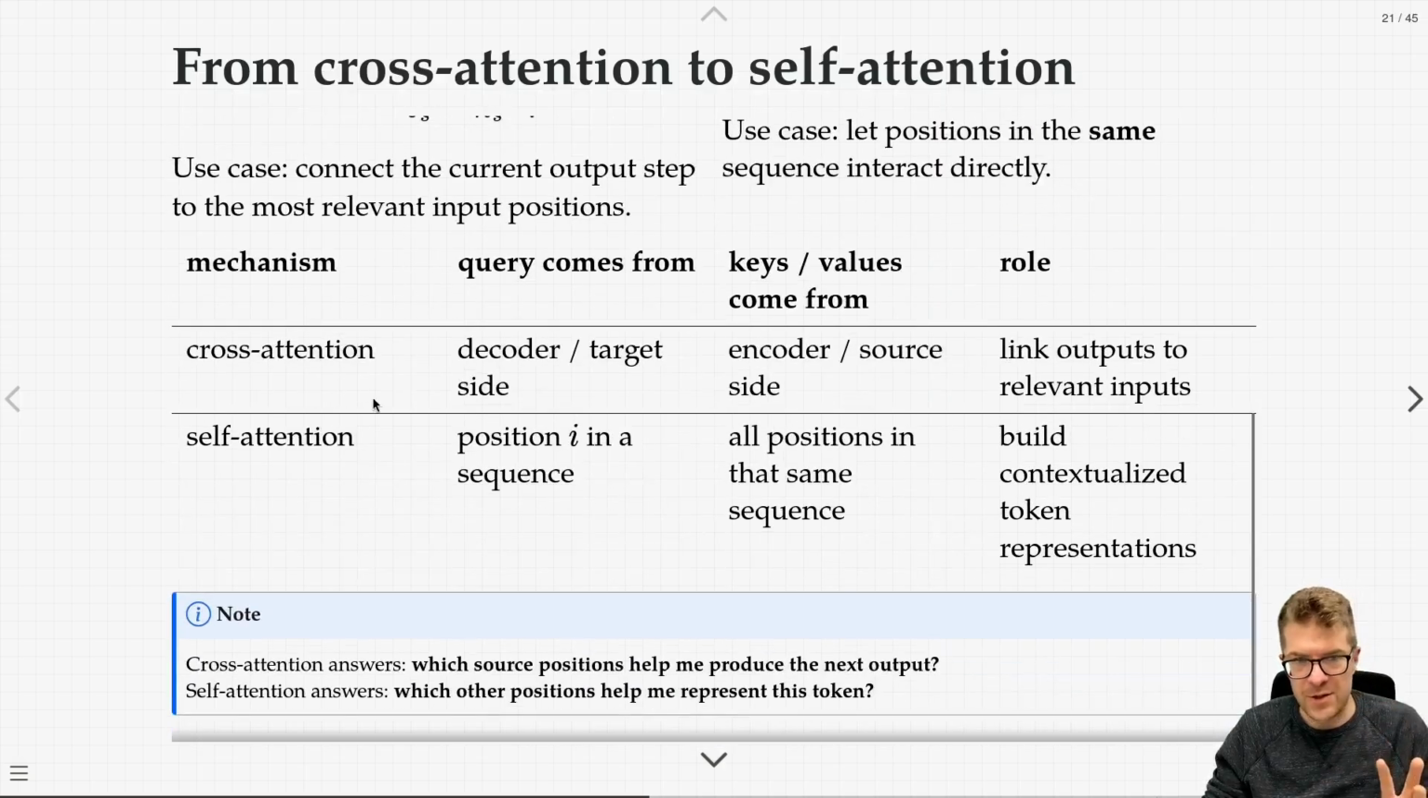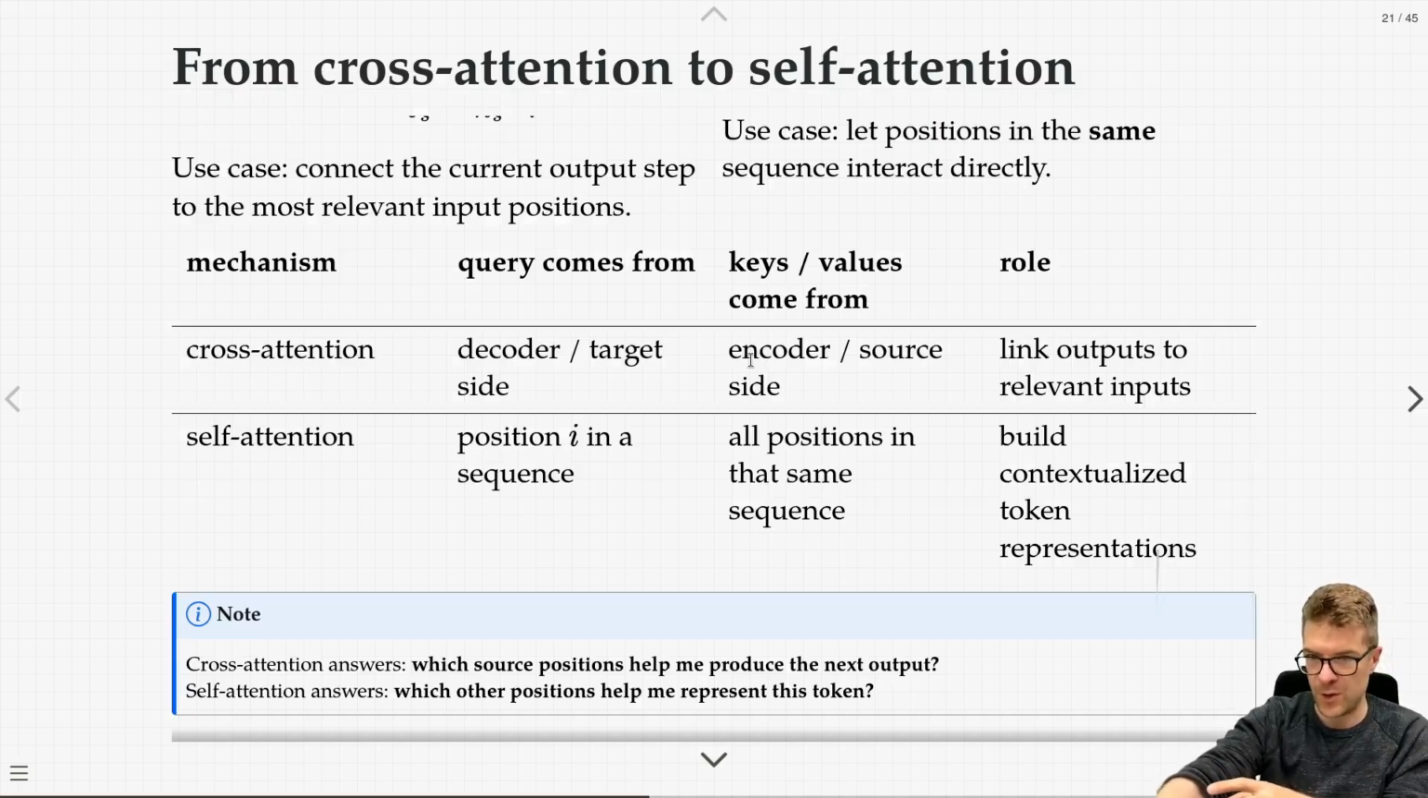So just to contrast these two things, because this is one of our learning outcomes, cross-attention: the query comes from the decoder, like the decoder or the output says, I need to know something right now. The keys and values will come from the inputs. Here's information from the source. And then the role is more or less to link output tokens with input tokens.